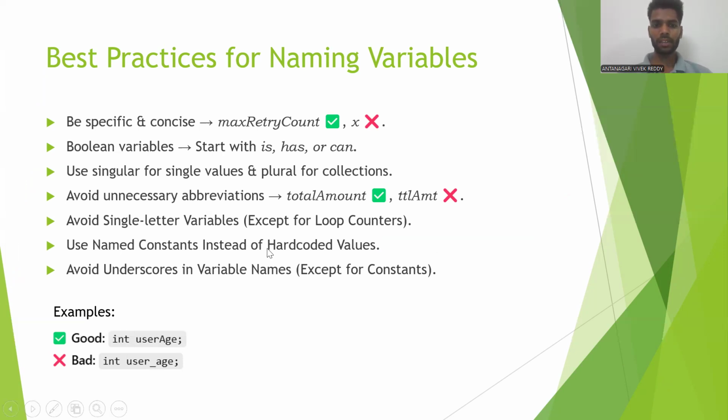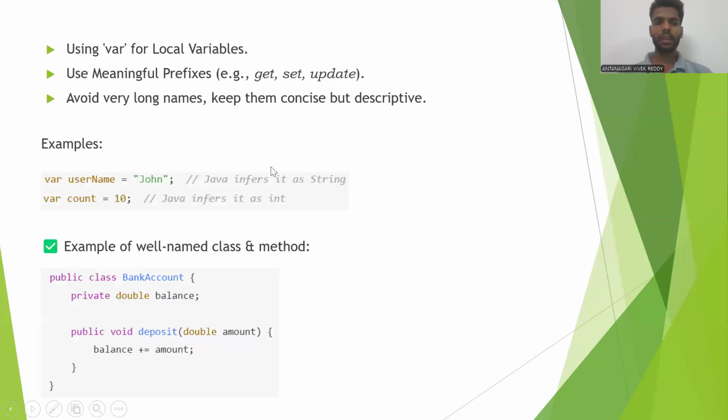Use named constants instead of hard-coded values, and we have to avoid underscores in variable names except for the constants. Examples. This is an integer type variable and this is the camel case notation. We can write it in camel case notation by avoiding the usage of underscore. And we can use var for local variables. And we can use meaningful prefixes like get, set, update, which have a specific meaning. And we can avoid very long names and try to keep them concise but descriptive.